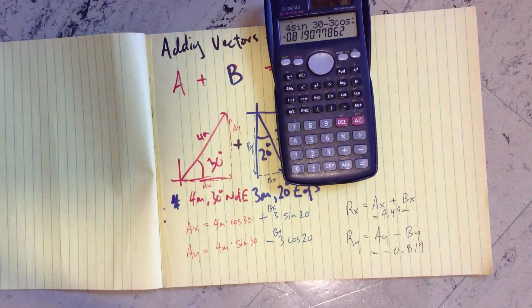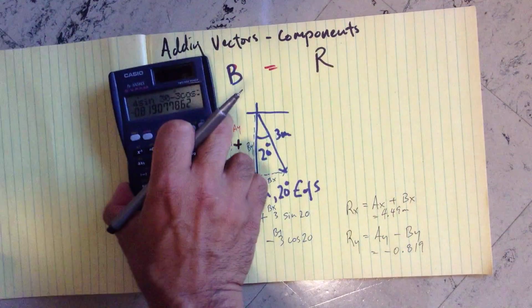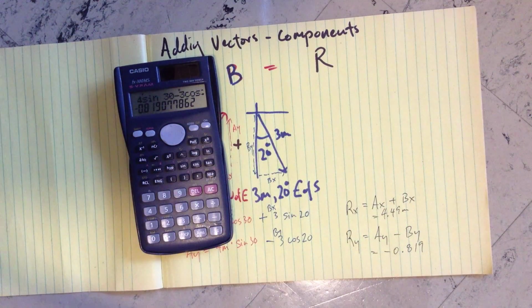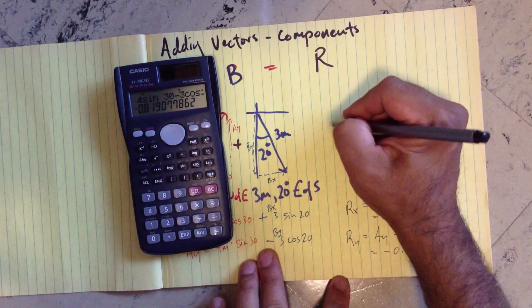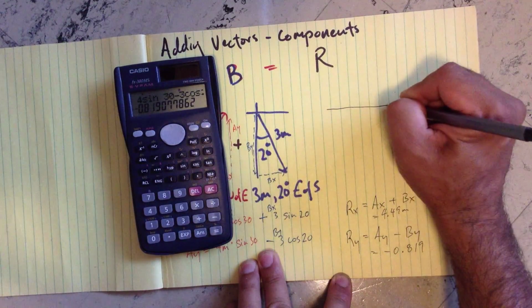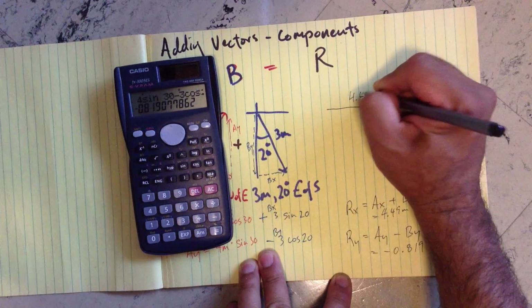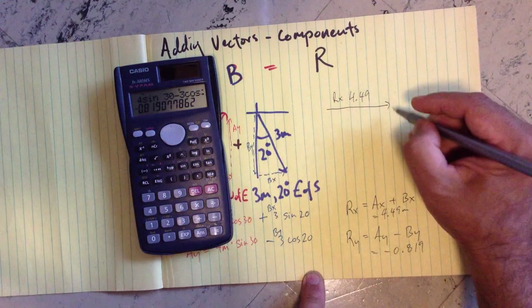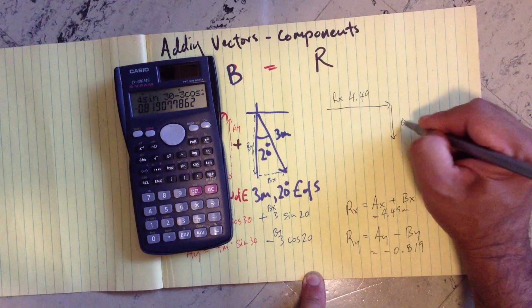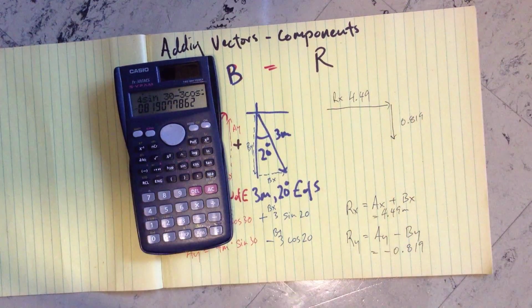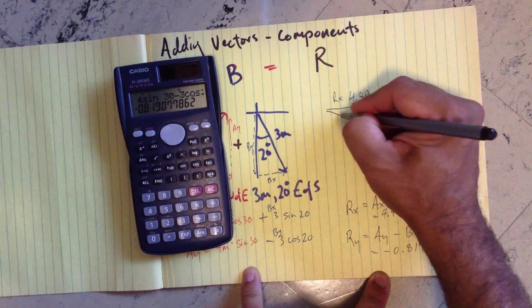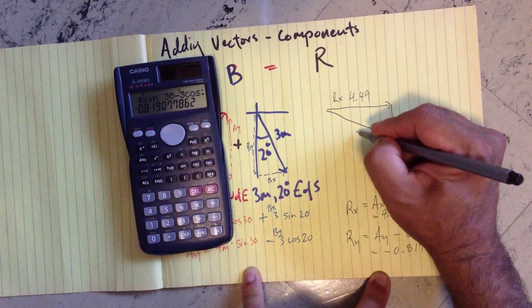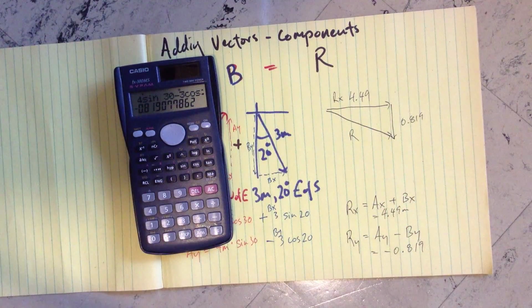Okay, so now we have our components. Our next job is to figure out r from its components, our x and our y. So we know that we're going to go over 4.49 meters in the x, and we're going to go down 0.819 in the y. We don't need a negative sign there because we're traveling downward. That's accounting for that. And that will let us solve our value for r.